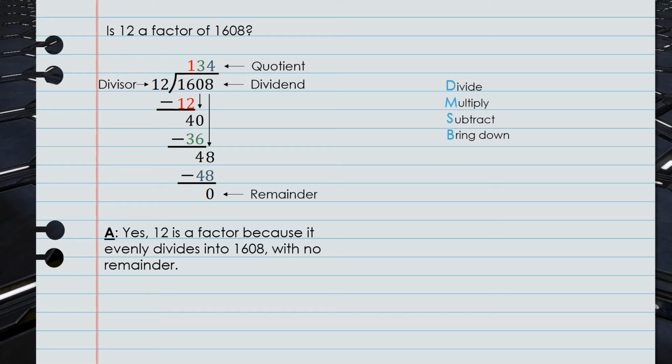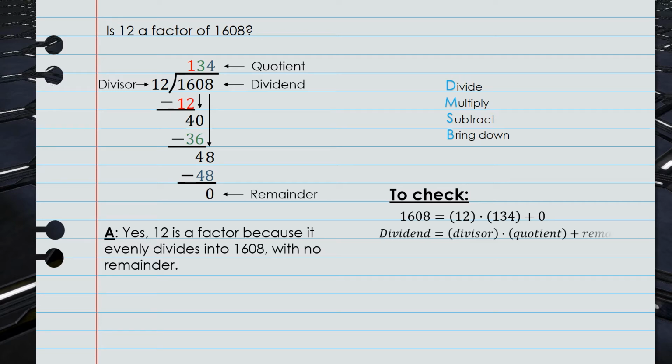Now think back when you were in elementary school. Was there a way for you to check to make sure you had the right value? Yes. And so that skill still comes into play. To see if it checks, we simply multiply the 12 times the 134, and we add any remainders, and it should equal our original value. So using the generic place values, that would mean the dividend equals the divisor times the quotient plus any remainders.